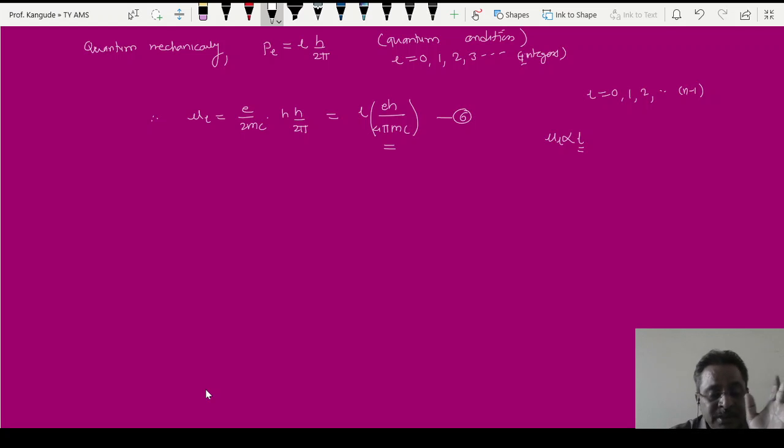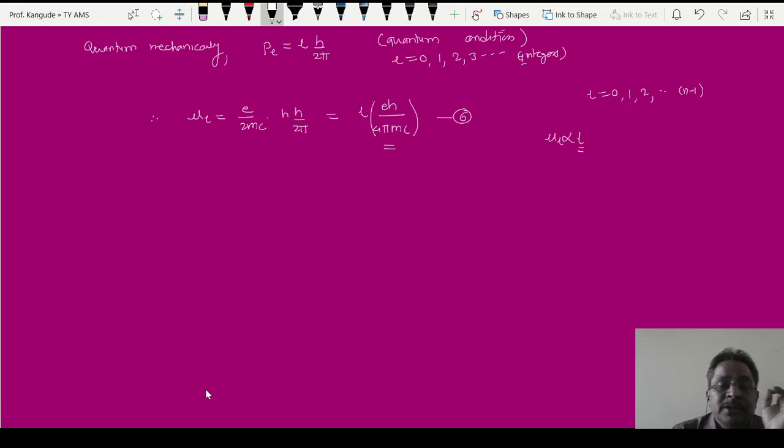And this is, remember, the unit of measurement of magnetism of an atom. Now if L is equal to 0, mu L is equal to 0, so it won't have any magnetic moment there. If L is equal to 1, then mu L is equal to 1 into eh upon 4 pi mc, that is Bohr magneton, 1 Bohr magneton. If L is equal to 2, it will have the value 2 into eh upon 4 pi mc.